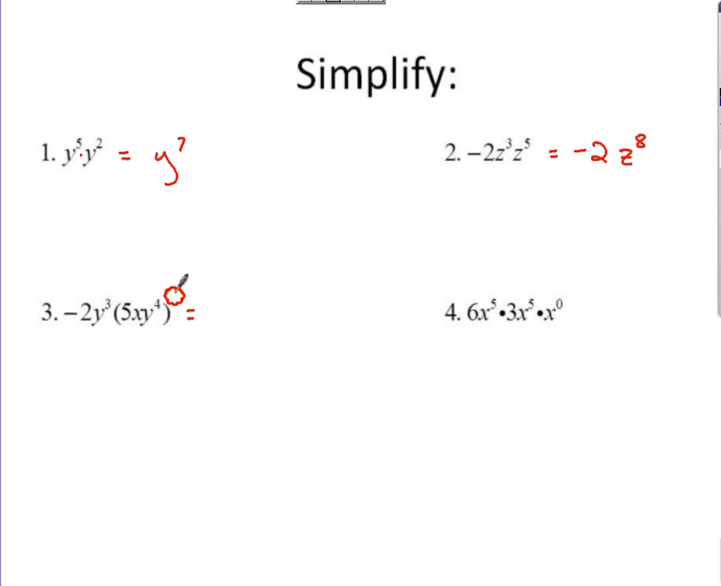We just multiply through. We've got negative 2, we've got 5. I can multiply that to make that negative 10. If I go in alphabetical order, you got this x. It's kind of staying alone. Then you got some y's. You got the y cubed, you got the y to the fourth. Since we're multiplying through, add those exponents, get y to the seventh.